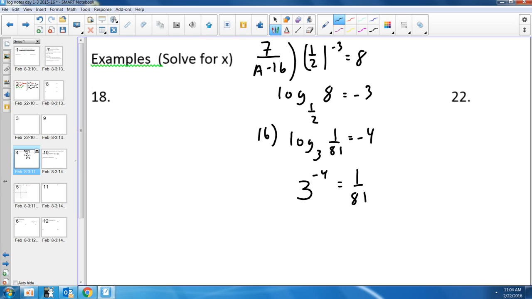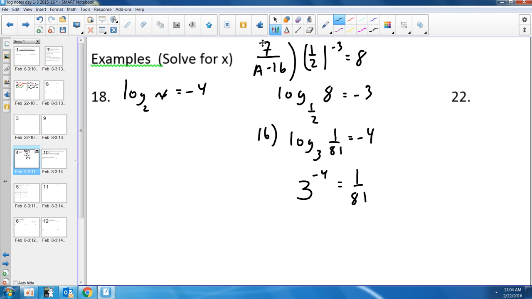Then let's take a look at 18. 18 says solve for x. So now we have not just writing a form, but actually solving for x. Log base 2 of x equals 1/4.